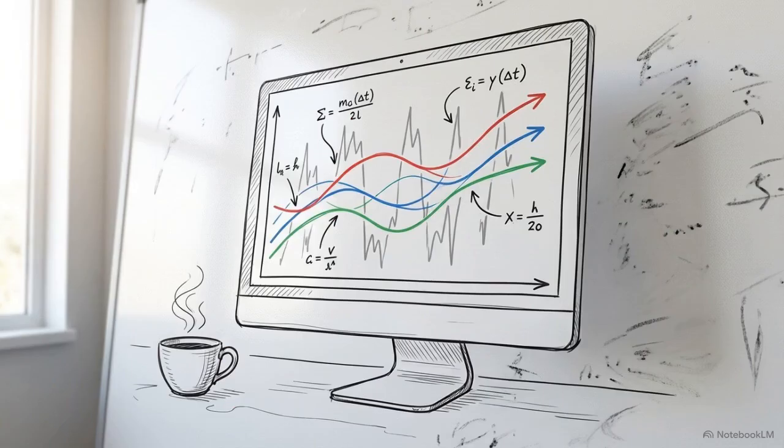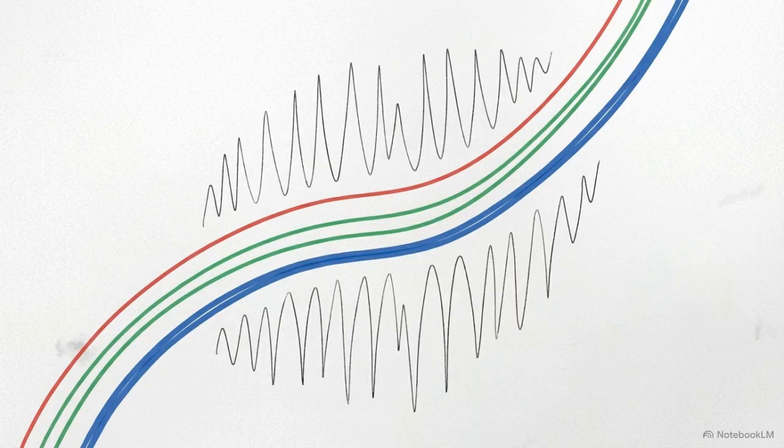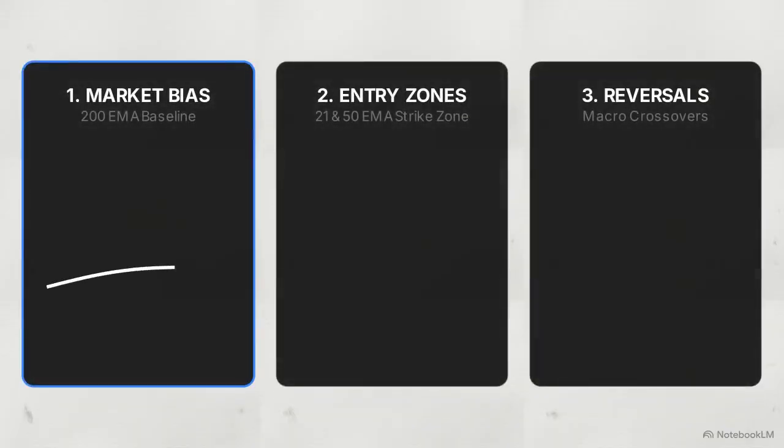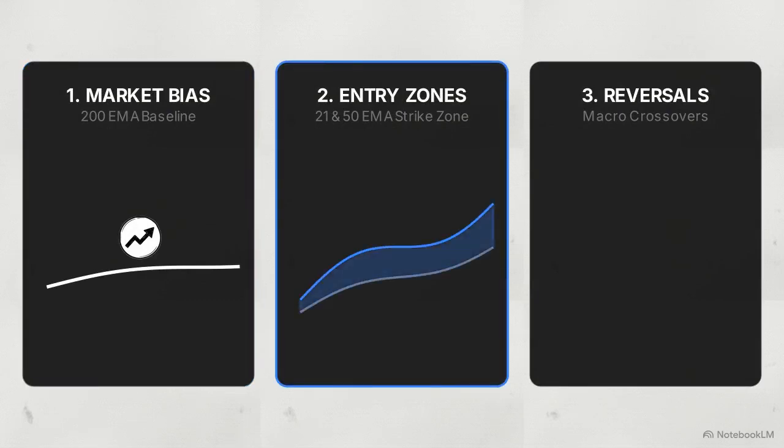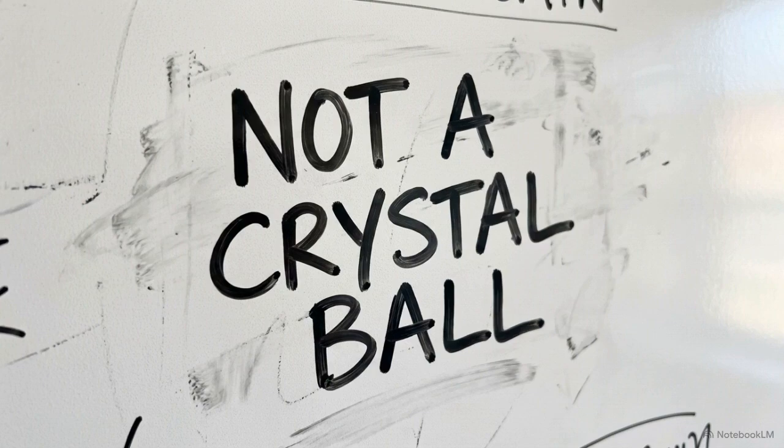Look back at the chart you opened at the start of this video. What was once a chaotic mess of candlesticks is now a clean, professional workspace. You have your checklist. Consult the 200 EMA to lock in your buy or sell bias, use the 21 and 50 EMAs to locate your dynamic entry zones, and monitor the line crossovers to spot macroeconomic reversals. Moving averages do not predict the future.